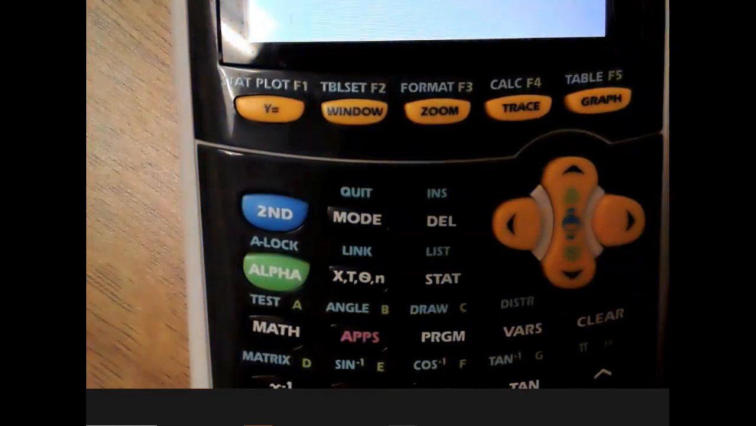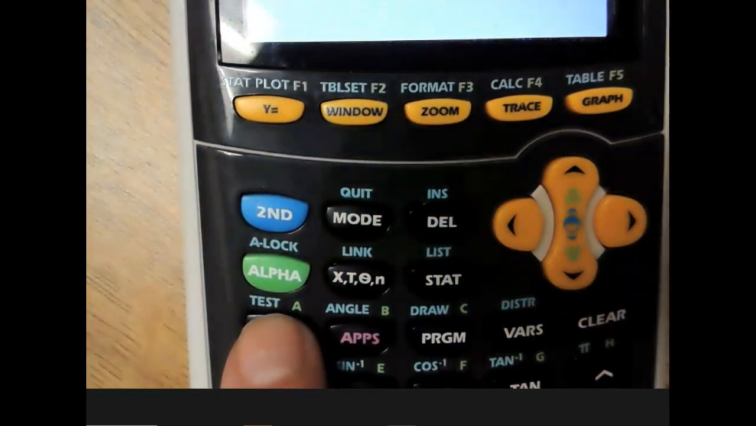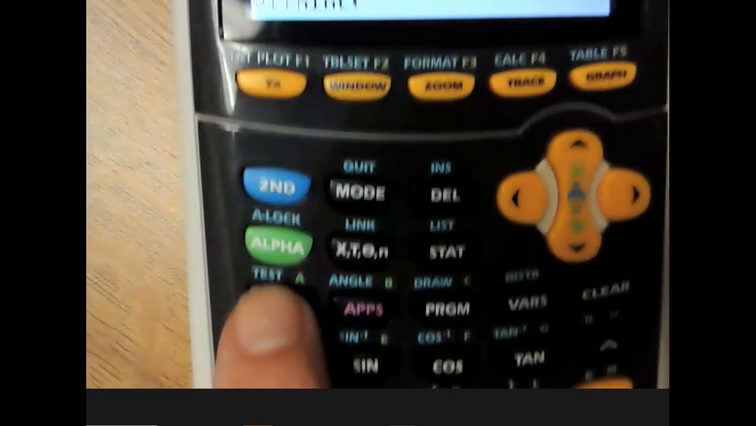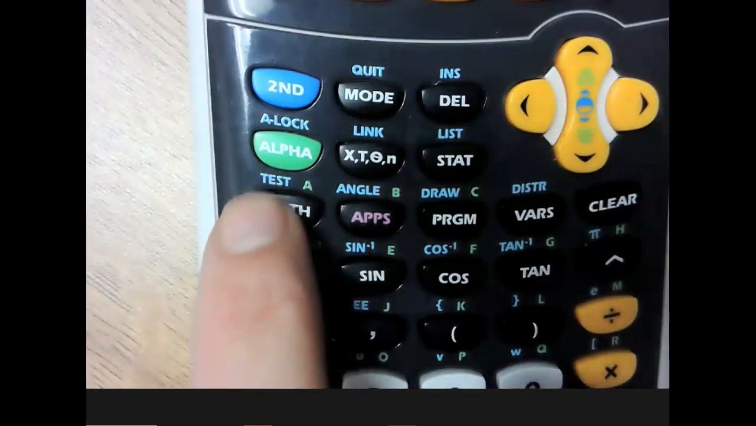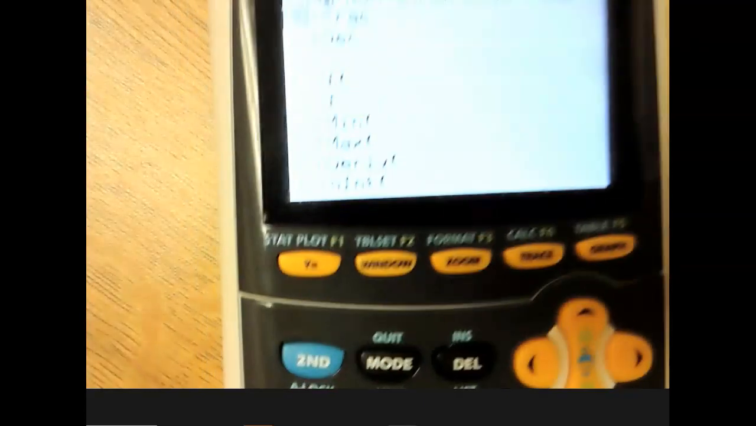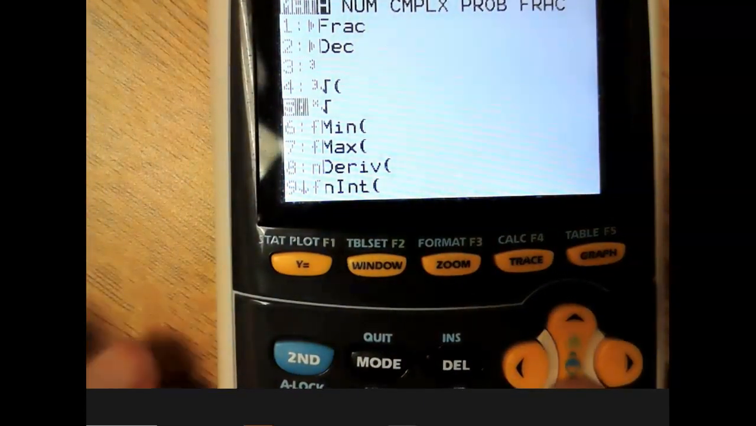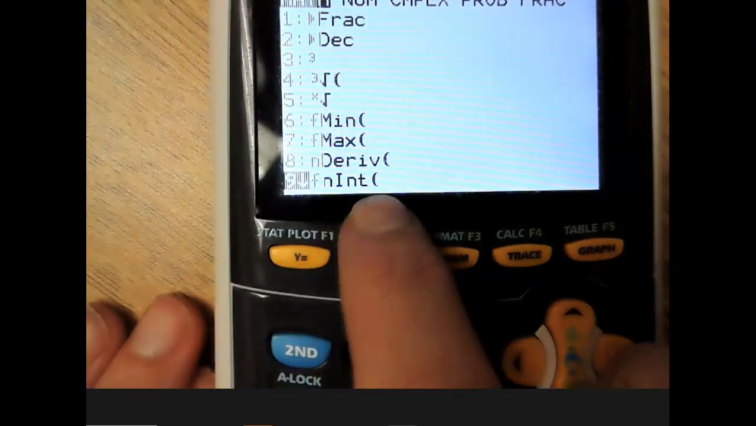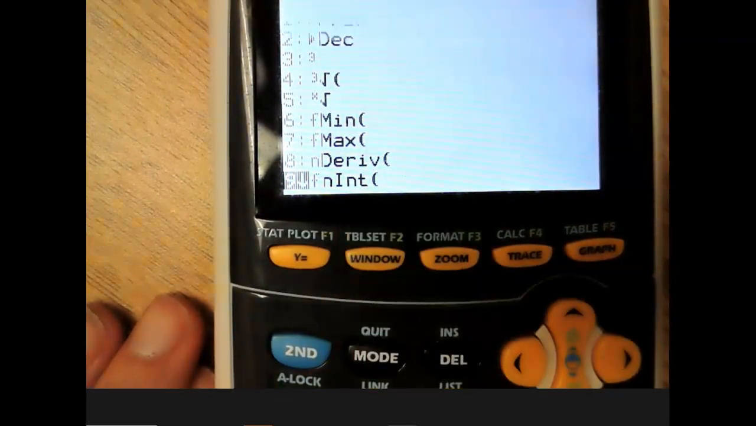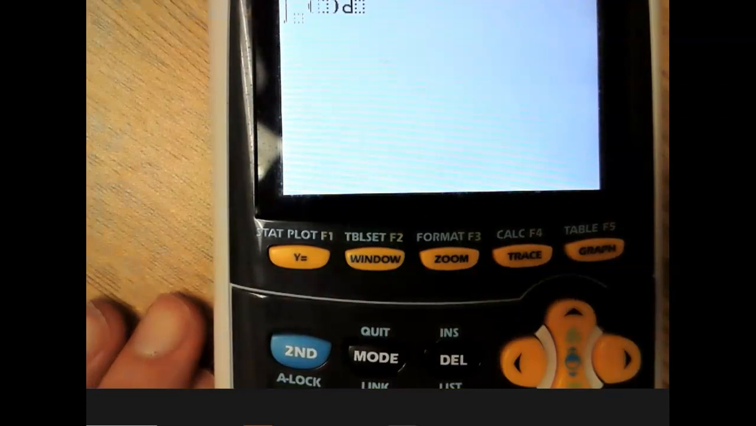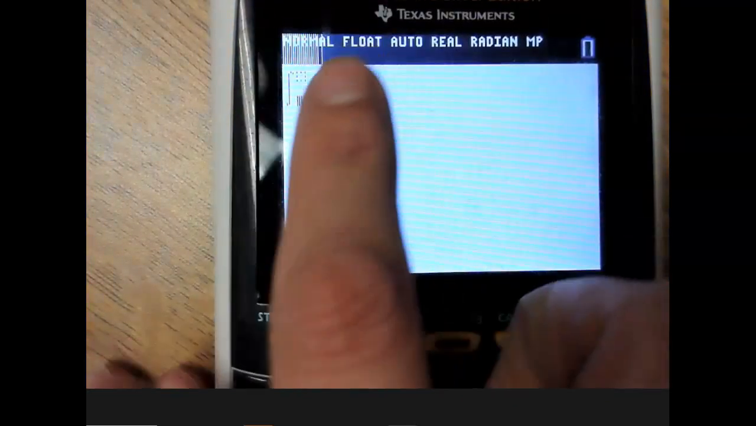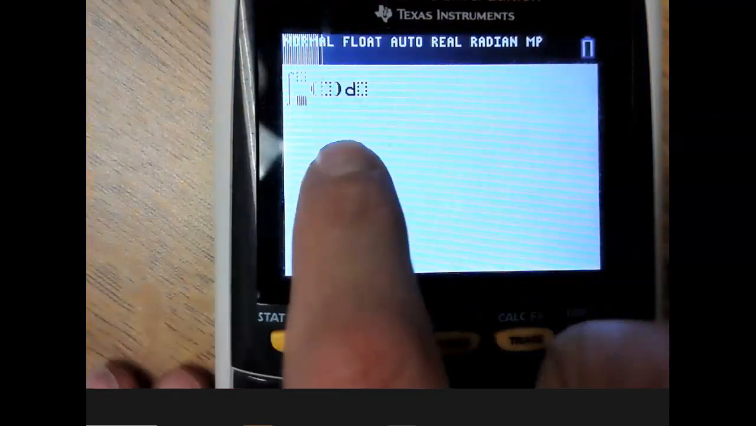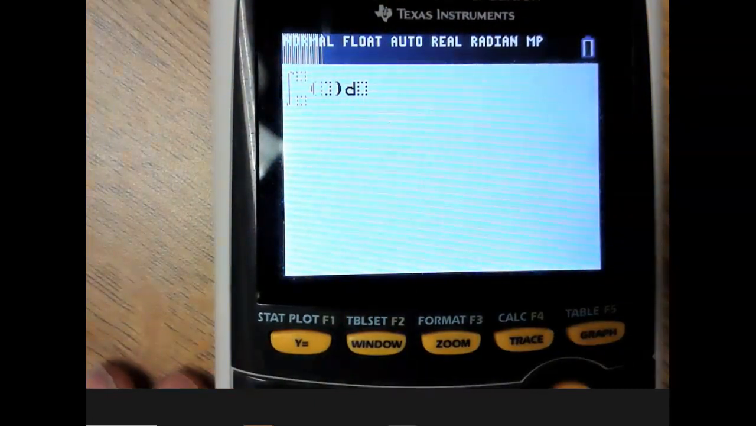You're going to hit the feature on your calculator that says math. So right here, that feature says math. You're going to go down to option 9. That stands for function integration. You're going to hit enter. And on your calculator, you should see an integral looking screen.